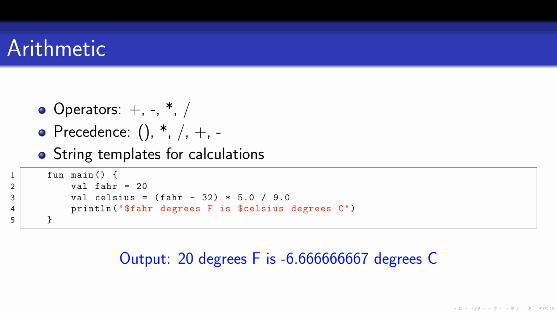Arithmetic in Kotlin uses standard operators like plus, minus, multiply, and divide, with parentheses taking precedence. String templates make it easy to embed calculations in output. The example converts Fahrenheit to Celsius, calculating 20 degrees Fahrenheit as approximately minus 6.67 degrees Celsius, a useful technique for apps that handle unit conversions.